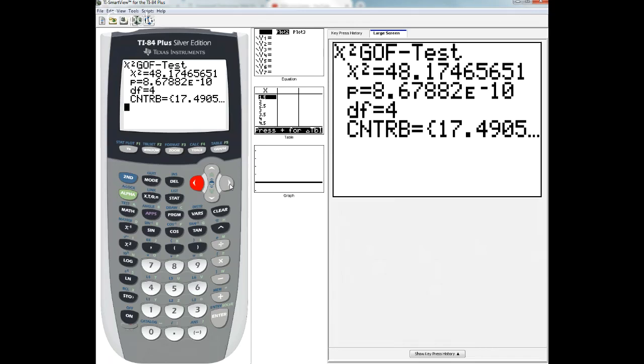We're convinced that they're not the same. If a follow-up question got into which category is kind of giving us the biggest difference, you could look at the contributions. Okay, so right away, 17.49, that's 20s. Keep scrolling along. 6.8, roughly, of the chi-squared value came from people in their 30s. So that was a little bit, not as much as the 20s.